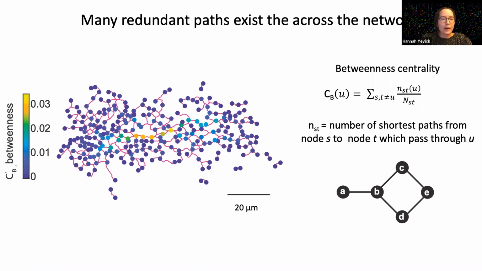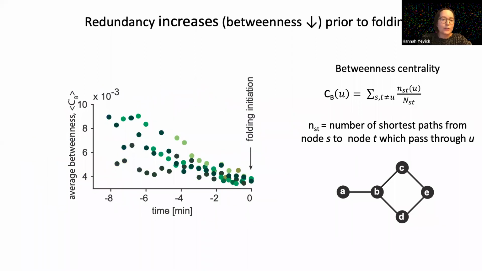If we look at how this evolves over time, so we look at the average betweenness centrality of all nodes in the network, and these colors are for different embryos, and look at how that changes leading up to tissue folding, we see that the average betweenness centrality decreases, or the overall redundancy in the system increases, prior to tissue folding. Then we wanted to ask, is there anything important about this level of redundancy in the system to actually trigger the folding event?